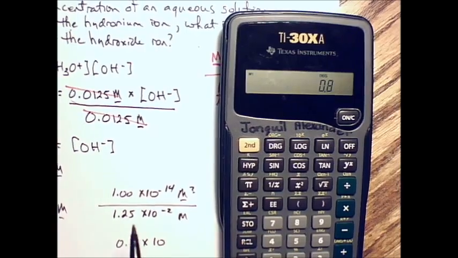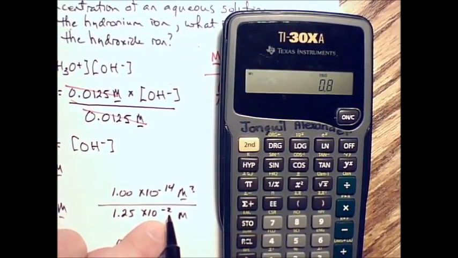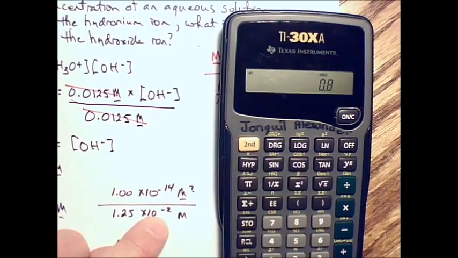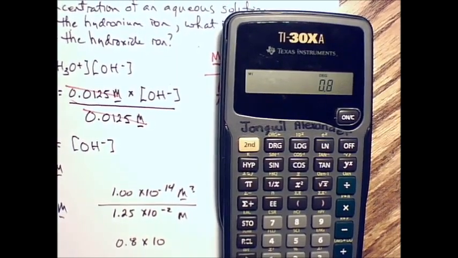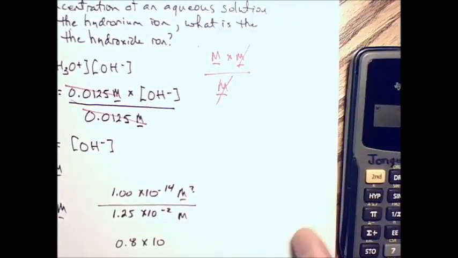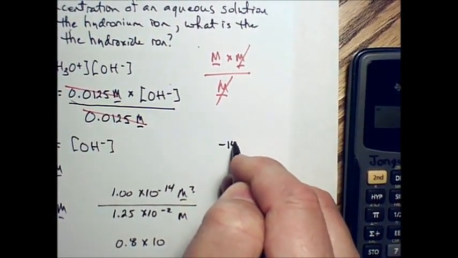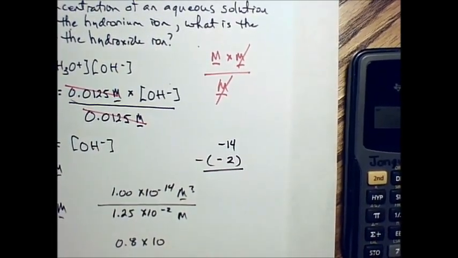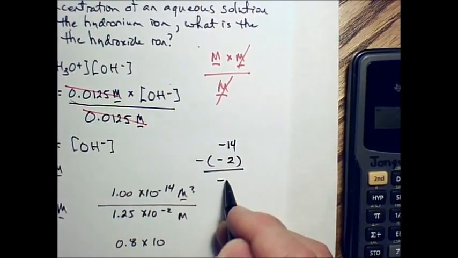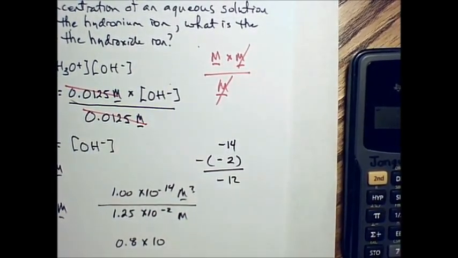So 0.8 times 10. Now I'm just going to subtract these two numbers. This number I'm going to subtract from that number. And when you subtract negative 2 from negative 14, what do you get? Negative 14 minus 2. So you subtract those two. You get a negative 12. So this is times 10 to the negative 12.